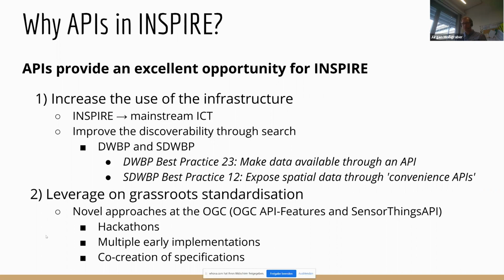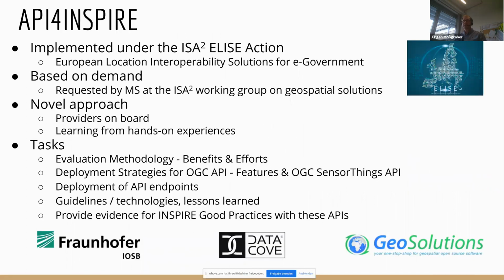Currently, with the Corona crisis, it's a bit of a problem, since virtual hackathons are not as nice as physical ones. But nevertheless, this is also a way to work. And this provides lots of early implementations, and also gives us many new ideas and first results to adapt specifications accordingly. Coming to this API for INSPIRE project, this is currently running.